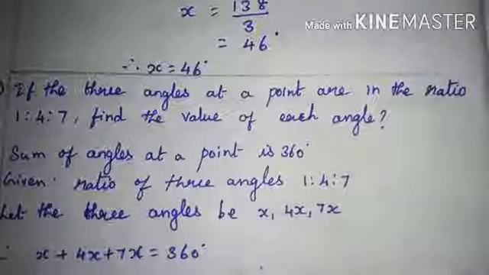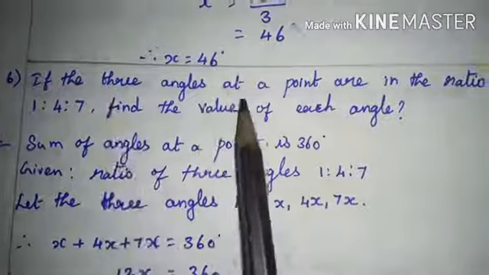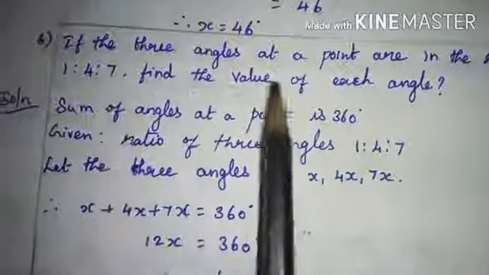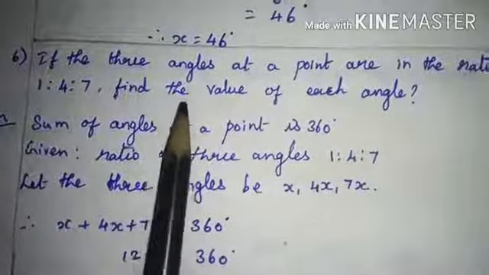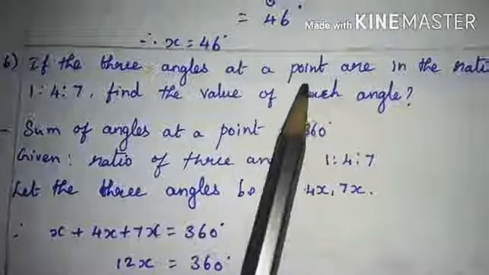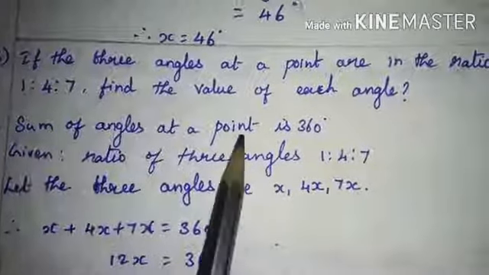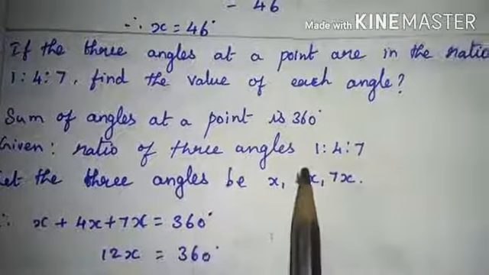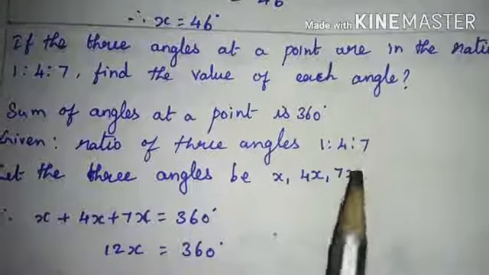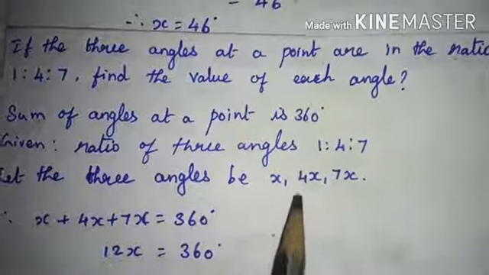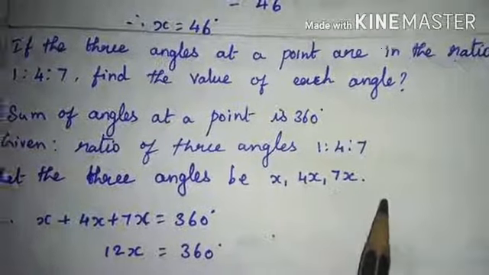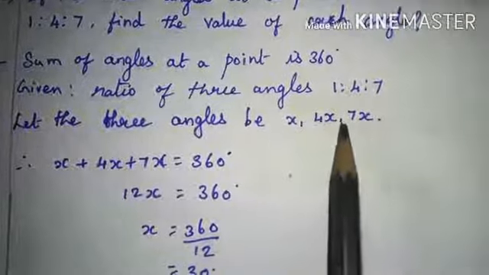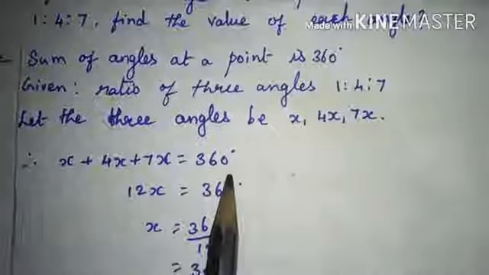The next sum is, if the three angles at a point are in the ratio 1:4:7, find the value of each angle. Here, the three angles are at a point. We know that the sum of angles at a point is 360 degree. And the ratio of the three angles is given as 1:4:7. This can be written as x, 4x and 7x. Since the angles are x, 4x and 7x, the sum of these angles is equal to 360 degree.